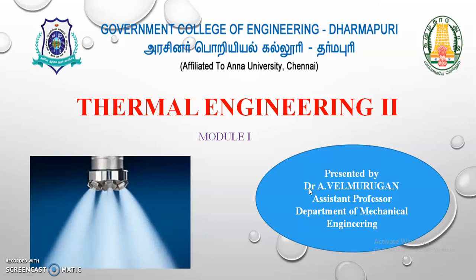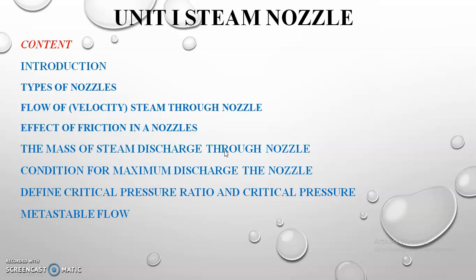In this video lecture from the upcoming semester, Thermal Engineering 2: Unit 1 Steam Nozzle, Unit 2 Steam Boiler, Unit 3 Steam Turbines, Unit 4 Cogeneration and Waste Heat Recovery System, Unit 5 Refrigeration and Air Conditioning System. From Unit 1 Steam Nozzle, we have discussed different types of nozzles, condition for maximum discharge flow, effect of friction in the nozzle, the maximum discharge through the nozzle, defined critical pressure ratio and critical pressure. Finally, we have discussed the metastable flow.